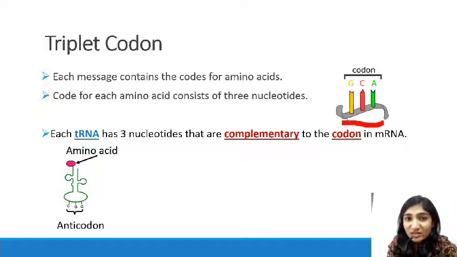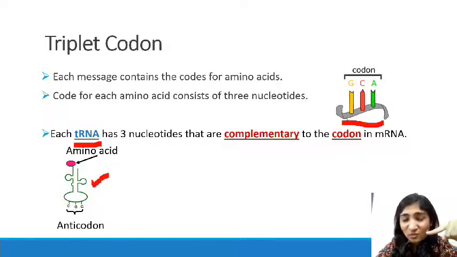Now tRNA is also being used in the process. Each tRNA has three nucleotides that are complementary to the codon. This is the codon, and tRNA has the anticodon. mRNA has the codon. You will get the process and all the things properly in the next 2-3 slides.